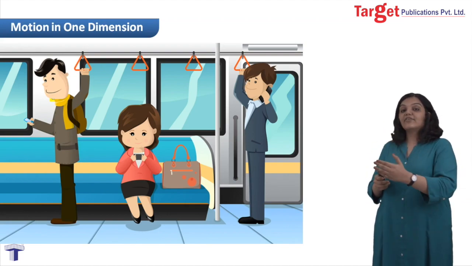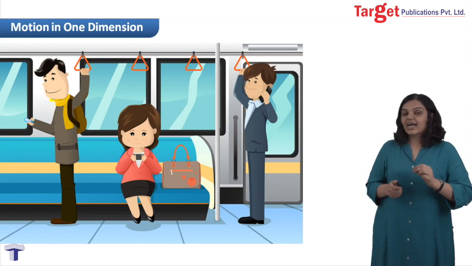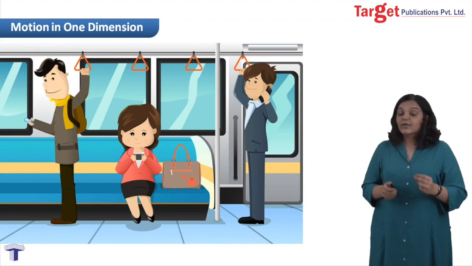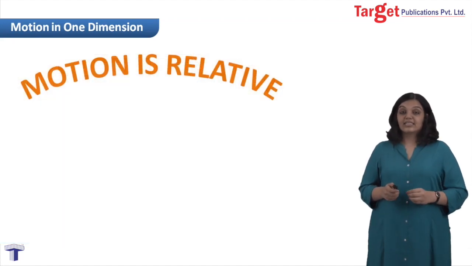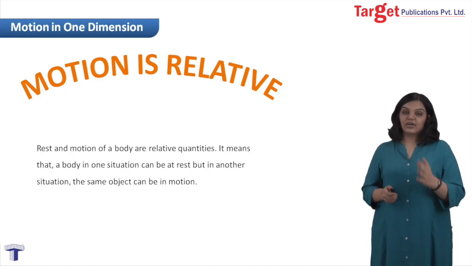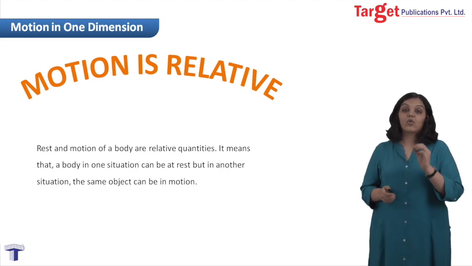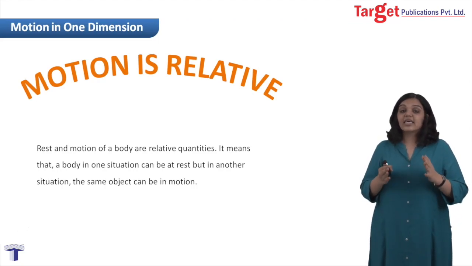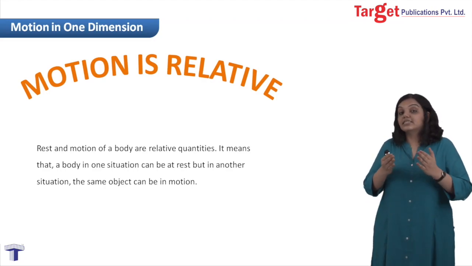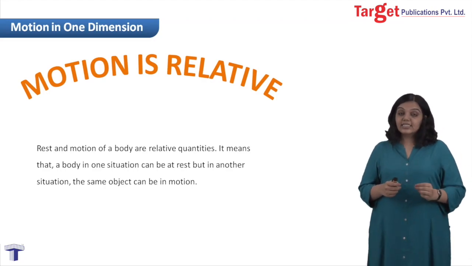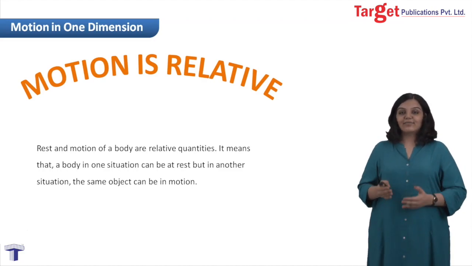But a person at the platform thinks that your train is in motion. So what exactly is the right answer? In fact, both the answers are right, because motion is relative. That is, it depends on the observer. And that's why we say both rest and motion are relative quantities. Something that is said to be at rest in one situation can be in motion when it is in a different situation. And this is the key concept to understanding the difference between rest and motion.